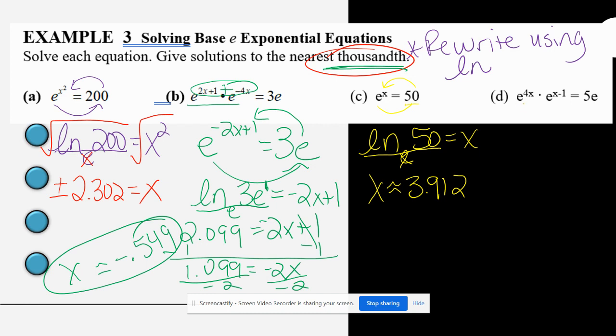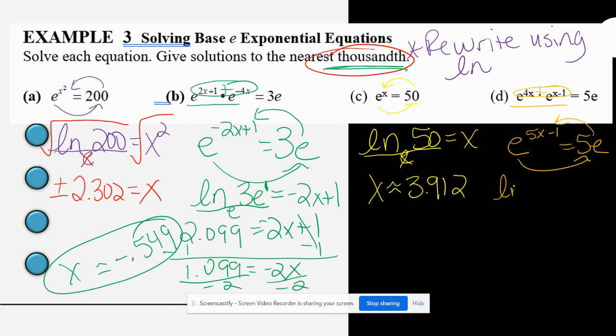Example D, we again want to get our two bases on the left to a single base. If we're multiplying like bases, we add exponents. That gives us e to the 4x plus 1x is 5x, minus 1, is equal to 5e.